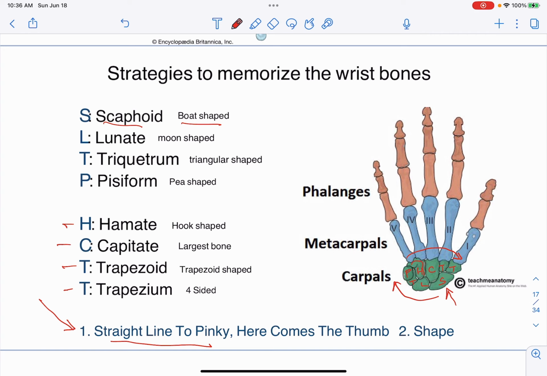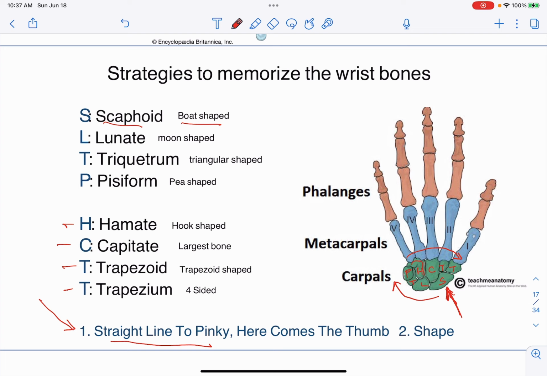Personally, I like straight line to pinky, here comes the thumb. But if all else fails, there are a few wrist bones that you can find, like hamate or capitate, that should orient you as well. This will work no matter if you're looking at a left hand or a right hand, because you always want to start in the same place. You want to start at the thumb on the bottom row. So again, if this was in the other orientation, you would still be able to use this mnemonic and it will help you.